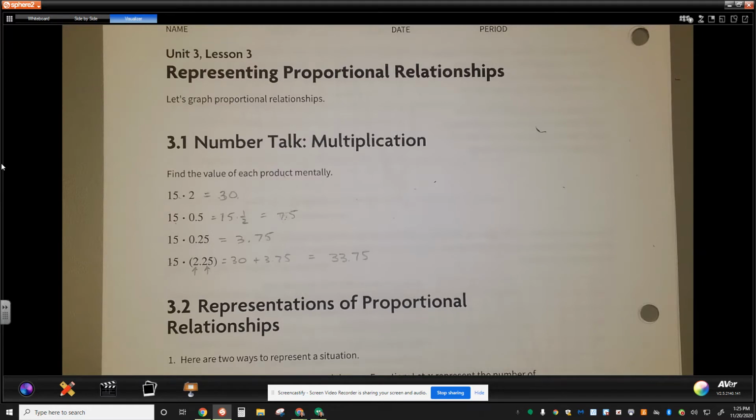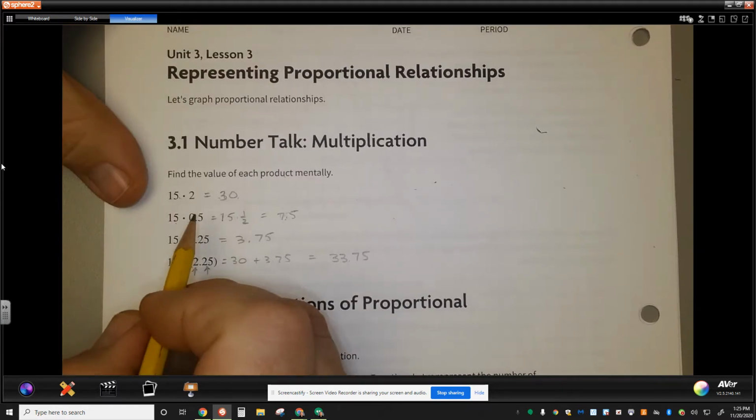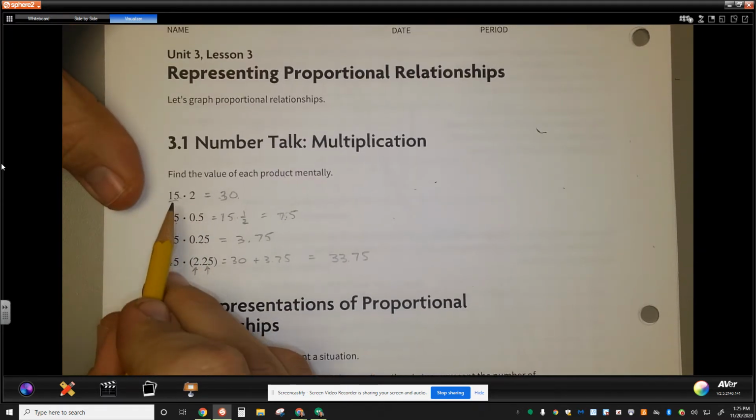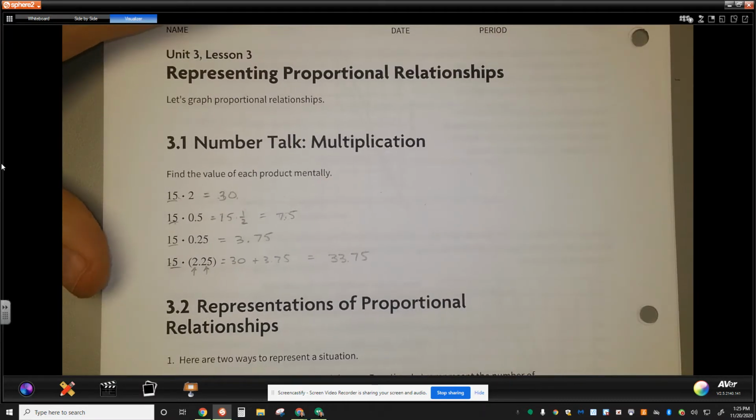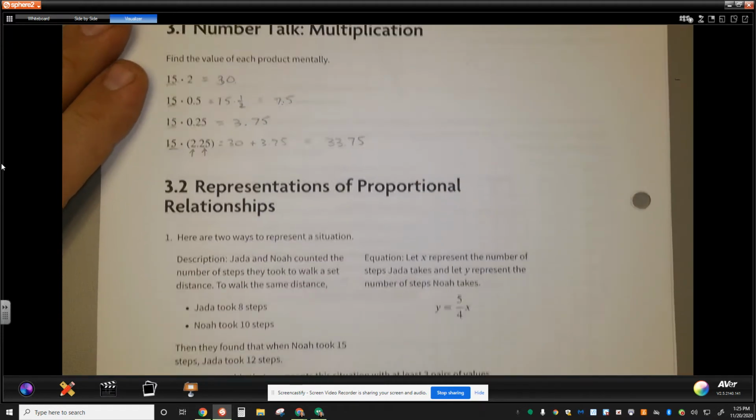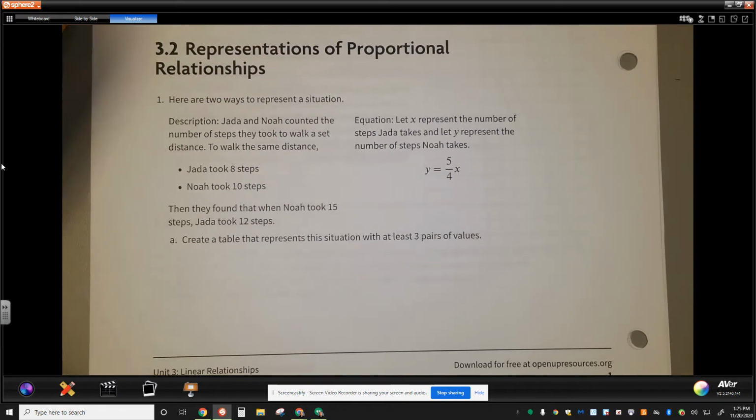As we get going into our work, what we need to understand is that each of these values were multiplied by the same value, which means that we're multiplying by what's called a constant rate. So as we talk about constant of proportionality today, I want you to understand that we have a new vocab word called constant rate. You may or may not have heard of this, but we'll see how that works out today in our lesson. So number one, here are two ways to represent the situation.